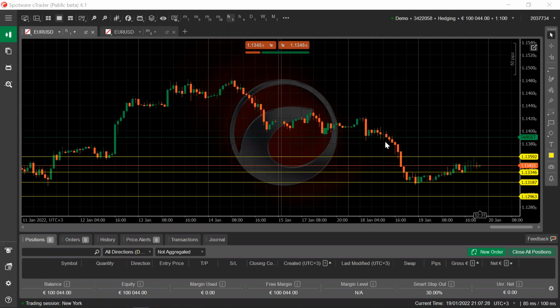So I was saying that in today's class, I'm going to introduce two concepts. The two concepts are support and resistance, which is one, and then the other concept is supply and demand. And they're kind of similar.